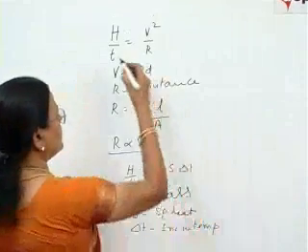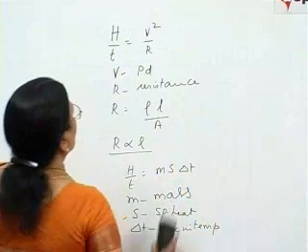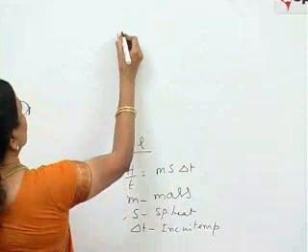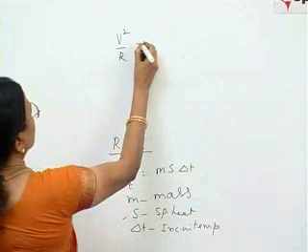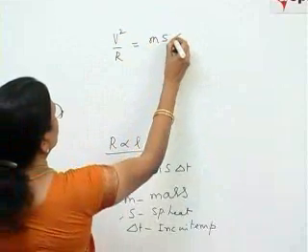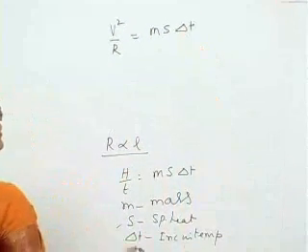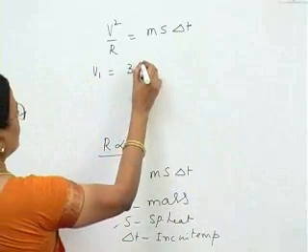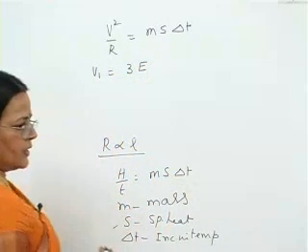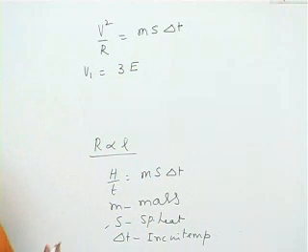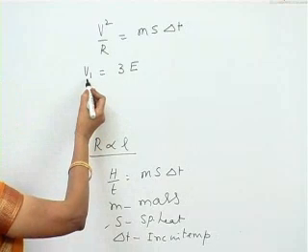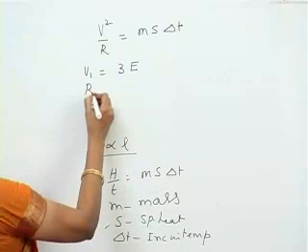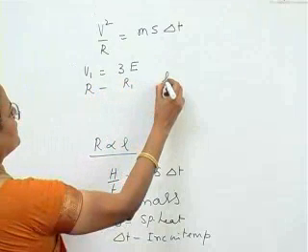Now we should relate the heat produced to this. So we can now write this as V squared by R equal to m s delta T. In the first case, V1 equal to 3E, because we are taking 3 identical cells and connecting them in series. The voltage potential given is 3 times that. Okay, and let us take R as R1 when the length is L.